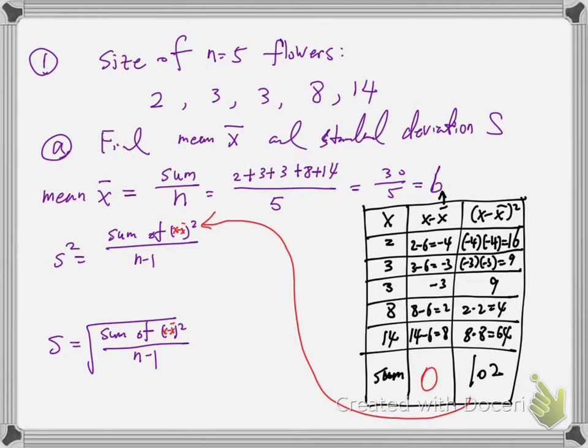Now n is 5, so n minus 1 is 4. So s squared is 102 divided by 4, which is 25.5. So s is the square root of 25.5, which is 5.05. Okay, this is what we did for x bar and s.